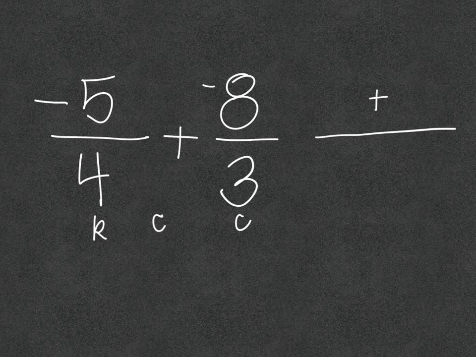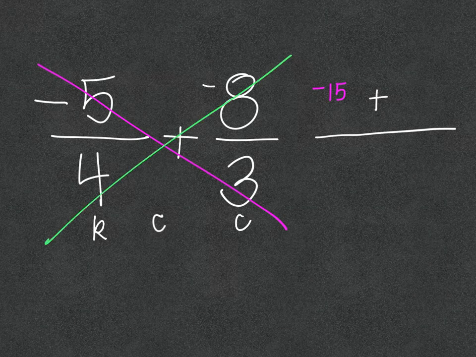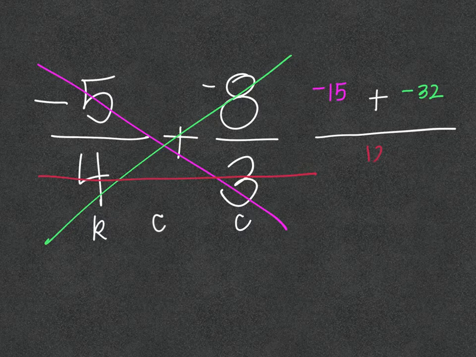And let's set up our format here. So step 1, -5 times 3 is -15. Step 2, -8 times 4, which is -32. And then step 3, 4 times 3, and that's 12. Now we need to simplify.